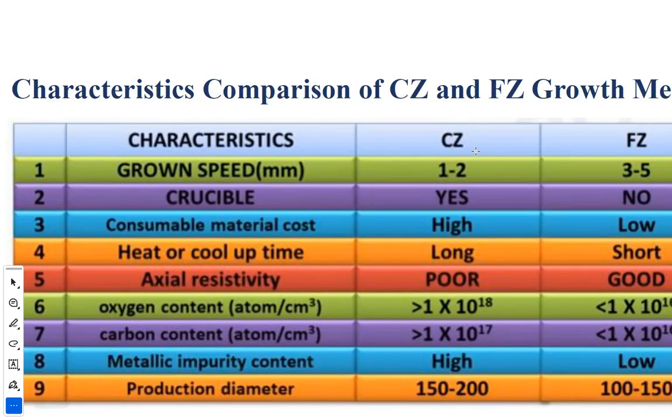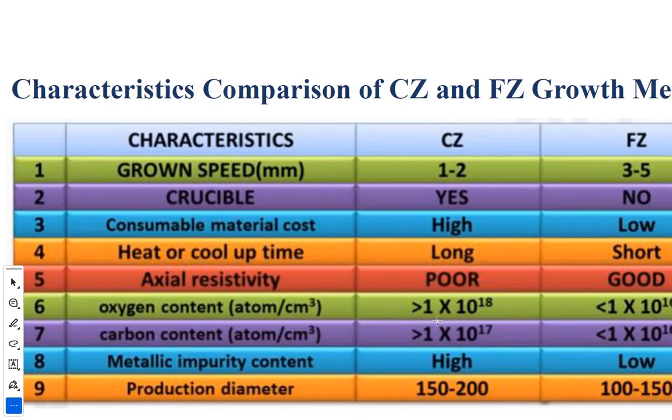In the comparison of the two methods, CZ and FZ, the growth speed is 1 to 2 for CZ and 3 to 5 for FZ. Crucible: yes for CZ and no for FZ. Consumable material cost is high for CZ and low for FZ. Heat up and cool down time is long for CZ and short for FZ. Axial resistivity is poor for CZ and good for FZ.